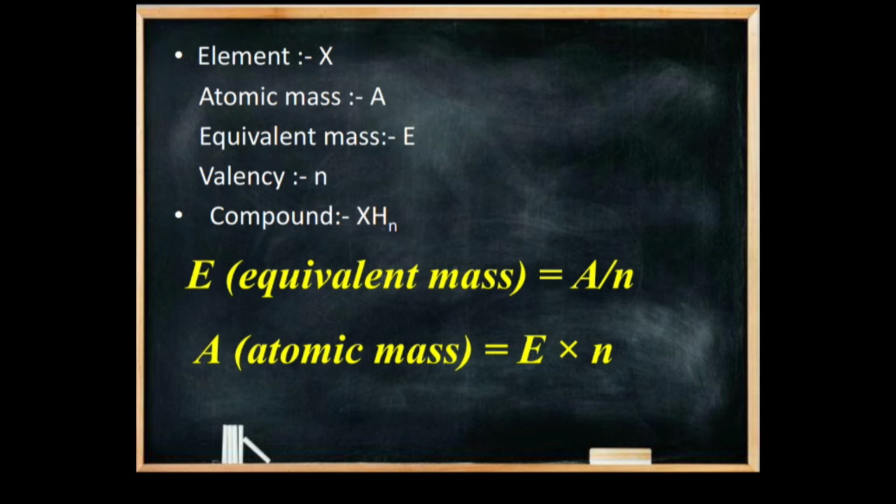Equivalent mass is the number of parts by mass of the substance which combine with one part by mass of hydrogen. So equivalent mass will be determined as atomic mass divided by valency. So what will atomic mass be? Equivalent mass into valency. Through this we can determine the atomic mass.